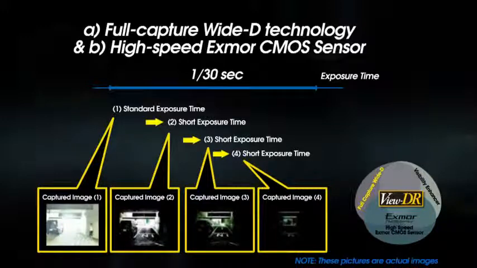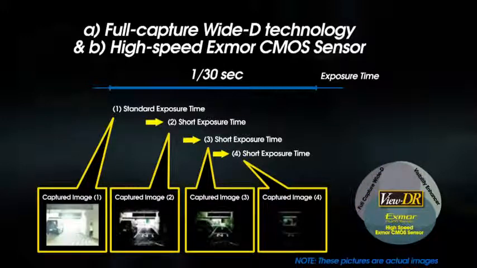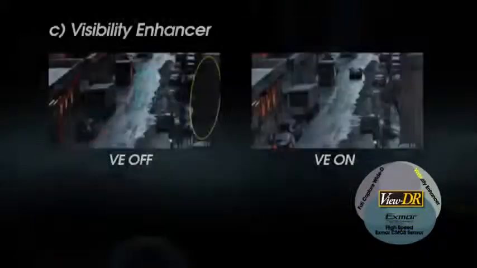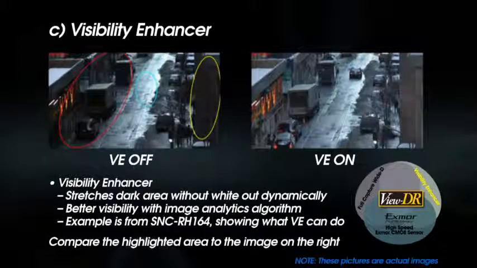The second part of ViewDR utilizes the high speed of the Exmor sensor, enabling the clocking out and combining of the 4 image samples through Sony's ViewDR dedicated algorithm. The third part of ViewDR is the visibility enhancer process. This is performed after the image data has been clocked out of the sensor in Sony's custom DSP chip.